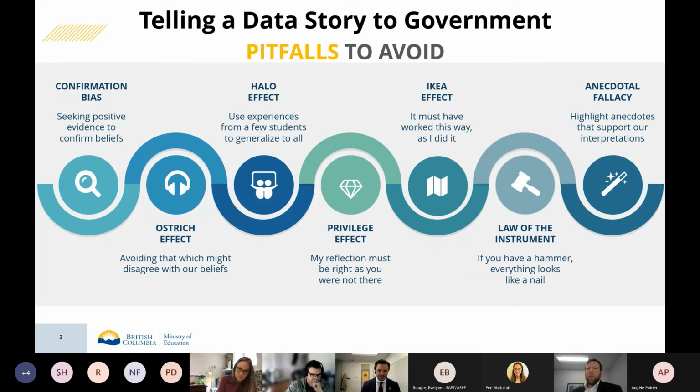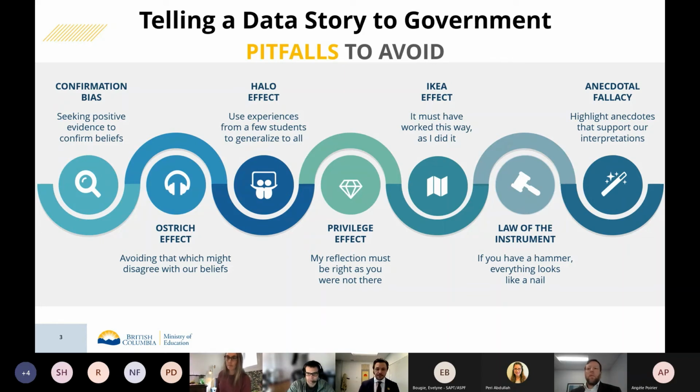Ostrich effect: avoiding that which might disagree with our beliefs, and that word is very important, beliefs. Did you make a leap of faith, or did someone make a leap of faith about a certain conclusion about a group, about an outcome, about a program? And, you know, we have to kind of challenge those things.